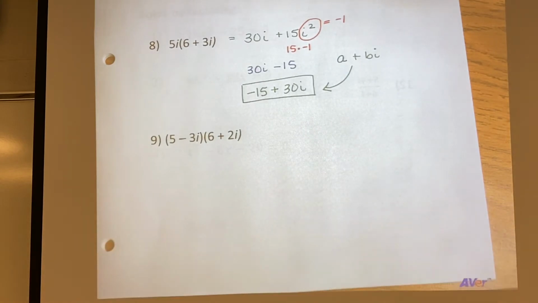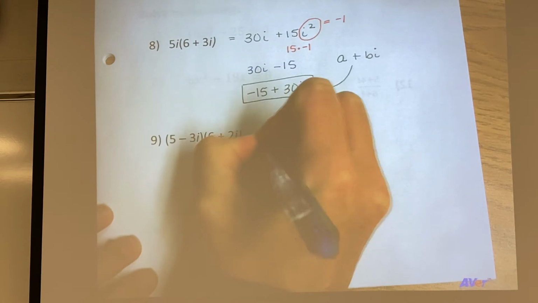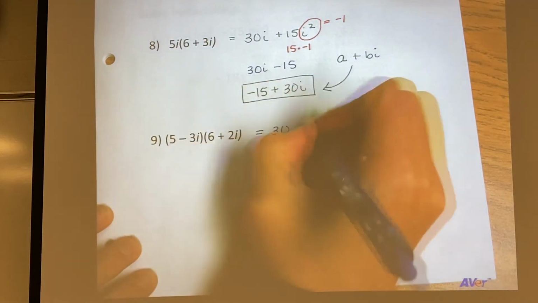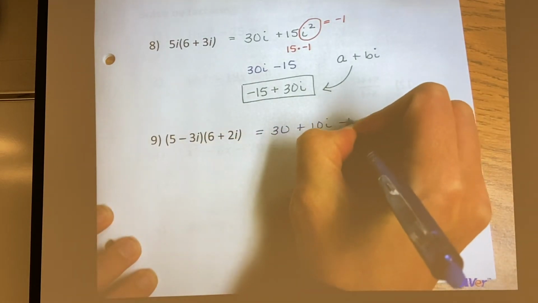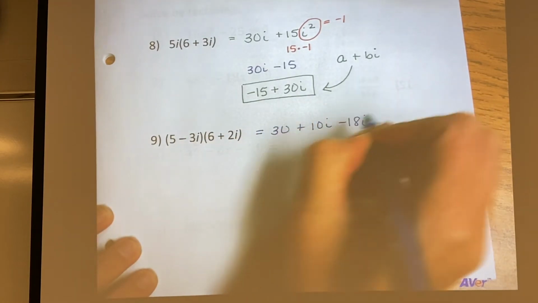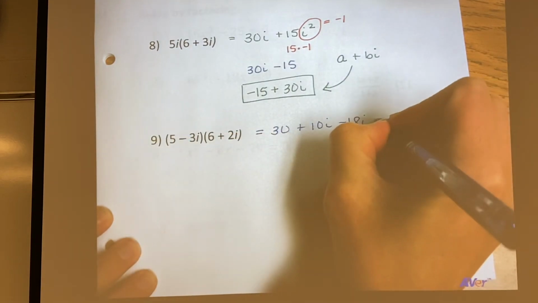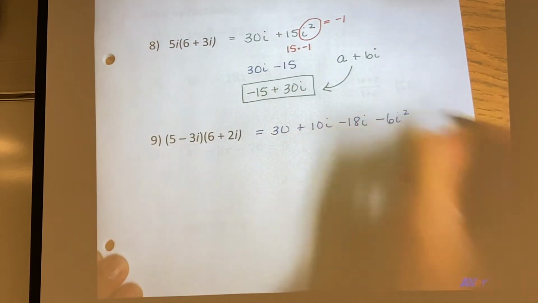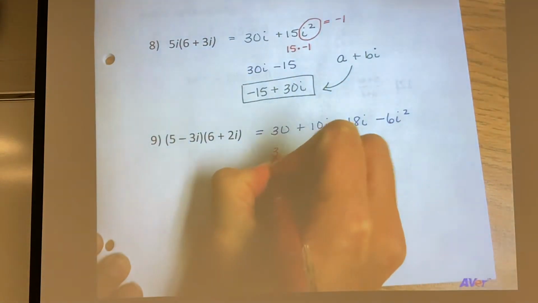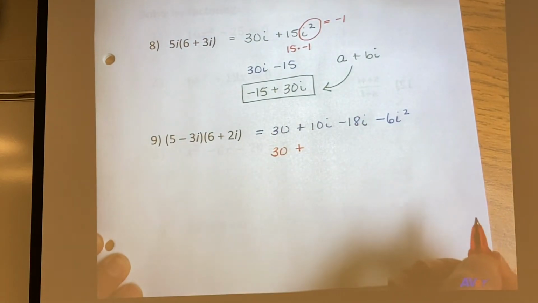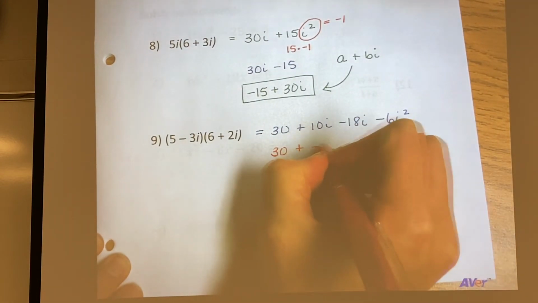Number 9, we're going to be FOILing. Works the same with imaginaries as it does regularly. So we'll take 5 times 6 to get 30, 5 times 2i to get 10i, negative 3i times 6 to get negative 18i, and negative 3i times 2i to get negative 6i squared. Then we want to simplify, combine our like terms here in the middle. So our 10i minus 18i is negative 8i.